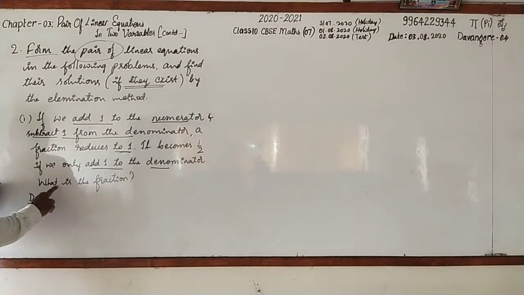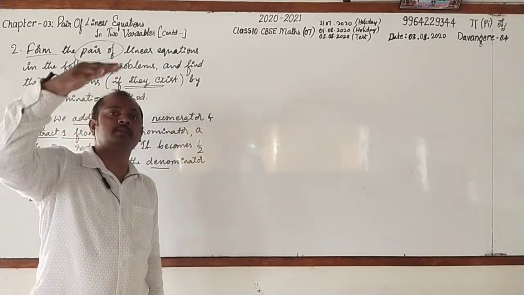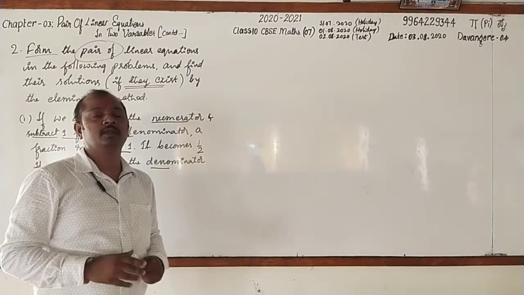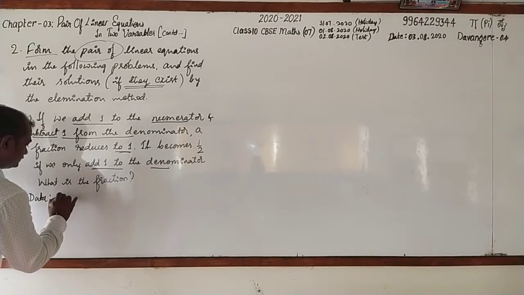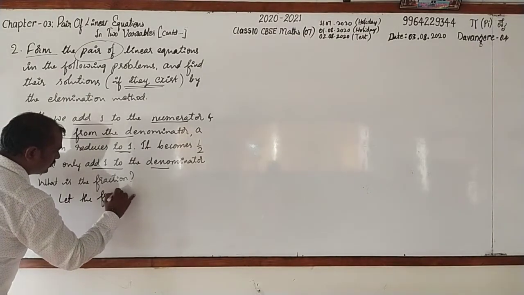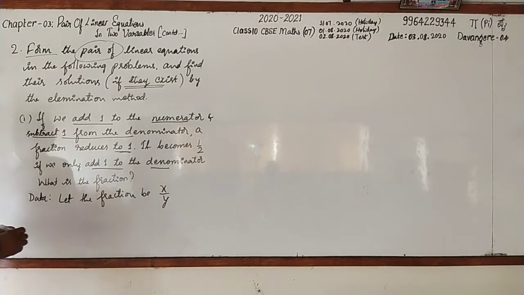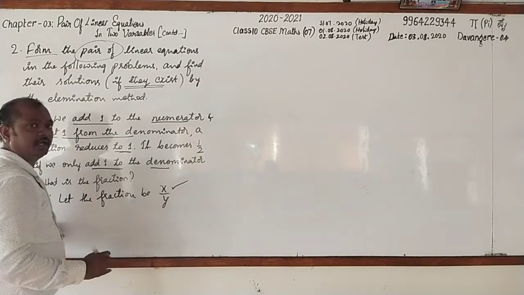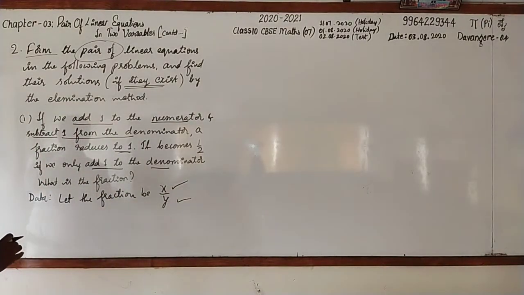Observe, here you are going to find the fraction. If it is a fraction, there will be two terms: one in the numerator and another in the denominator. Clear? Here I'll write, let the fraction be x by y. Then which is the numerator? It is x. The denominator is y. Clear?